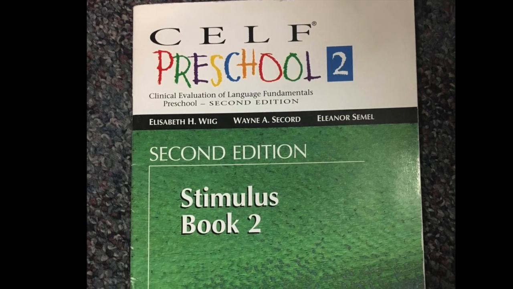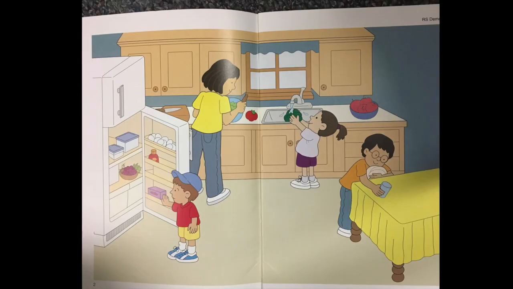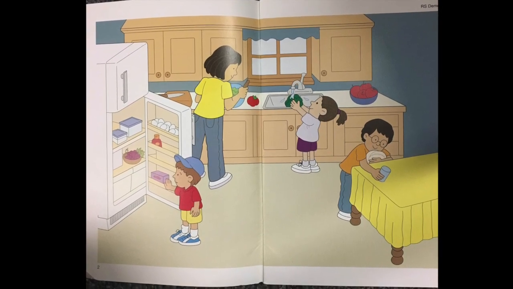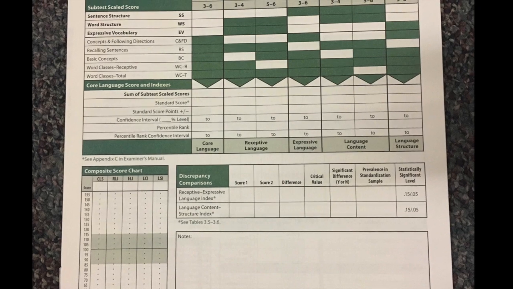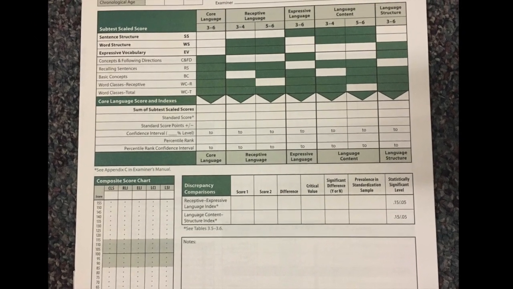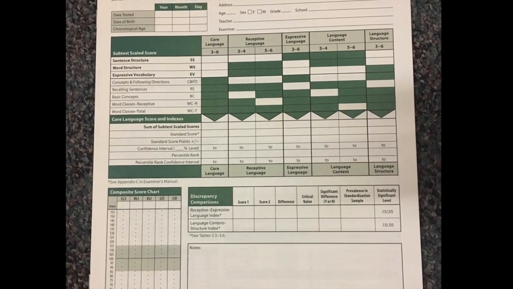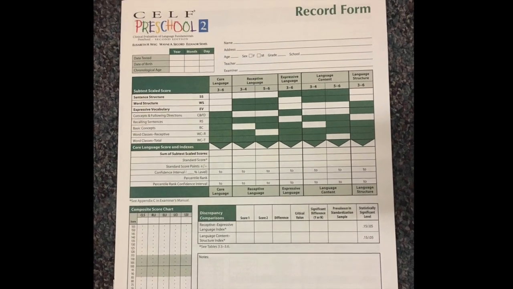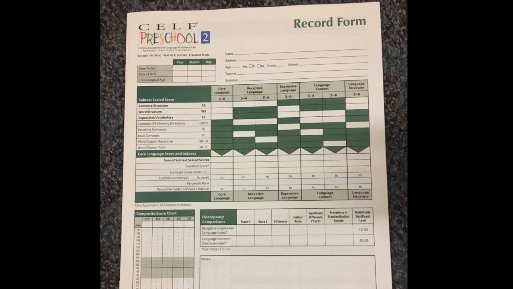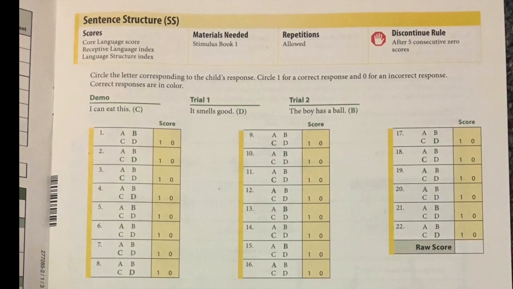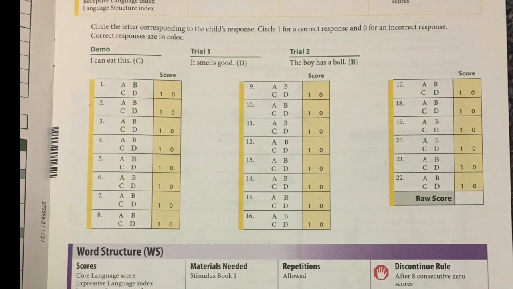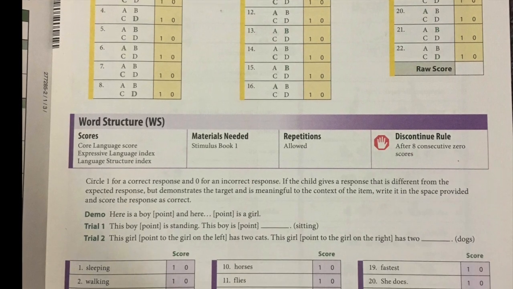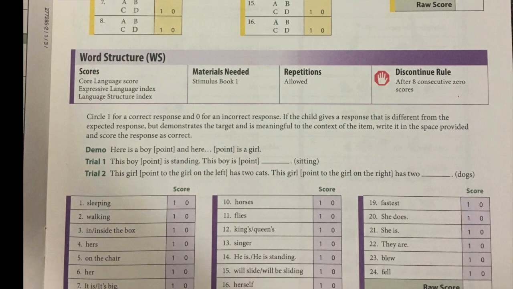Stimulus Book 2 is a small, easy-to-manipulate book of illustrations for the story for the Recalling Sentences in Context subtest. The record form contains test item choices, space for recording responses, test results, item analysis, and the behavioral observation checklist. Each subtest has its own section on the record form, with scoring directions for each subtest, repetition directions, and discontinue rules.